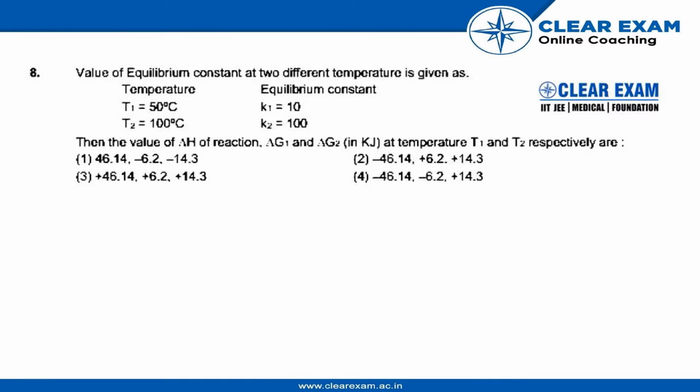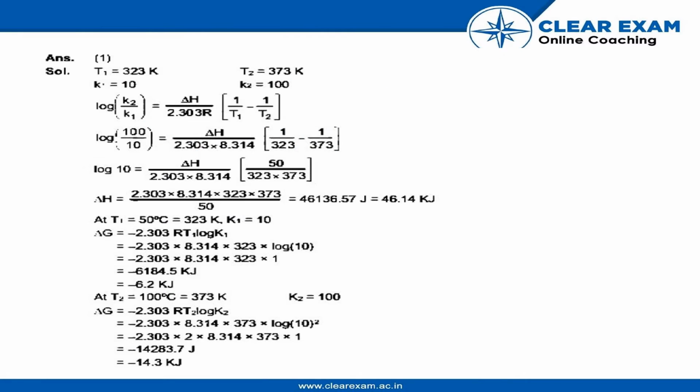So in this question, the value of the equilibrium constant at two different temperatures is given. For temperature 150 degrees Celsius, K1 is equal to 10, and for temperature 100 degrees Celsius, K2 is equal to 100. So we have to find the value of delta H, delta G1, and delta G2 at temperatures T1 and T2 respectively. So we are given these values: T1, T2, K1, K2.